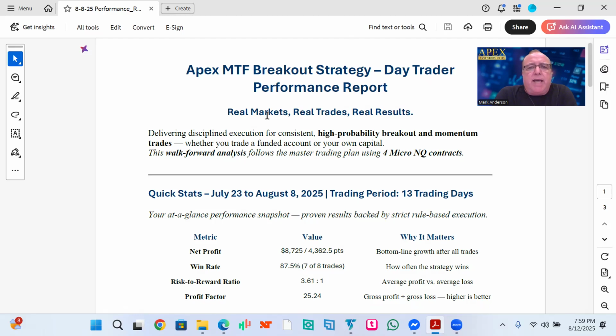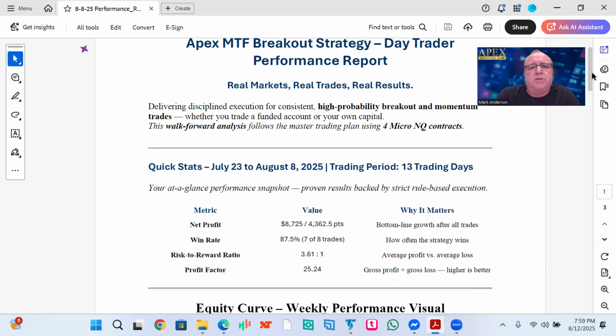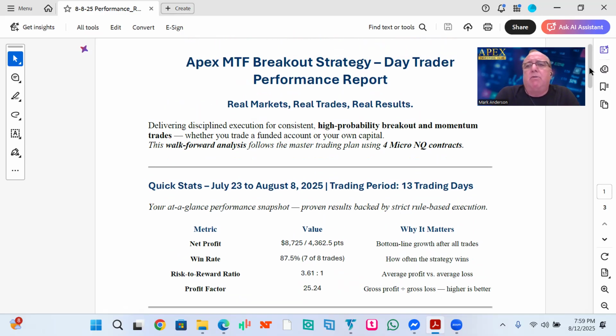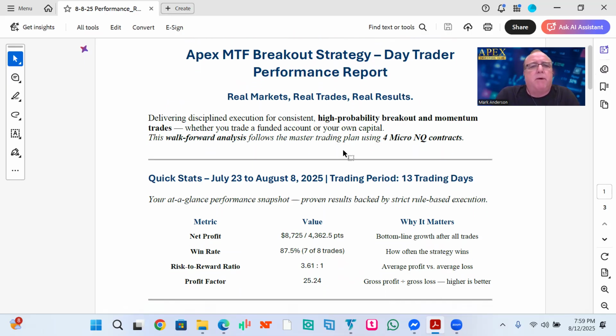Of course, you're trading the NASDAQ market. These are real trades, real results. A lot of these trades I'm taking in real time, not all of them, because I'm tracking this around the clock, 23 hours a day. So obviously I'm not taking all those trades because I'm not up all that time. But when I'm up, obviously I'm taking the trades that come my way.